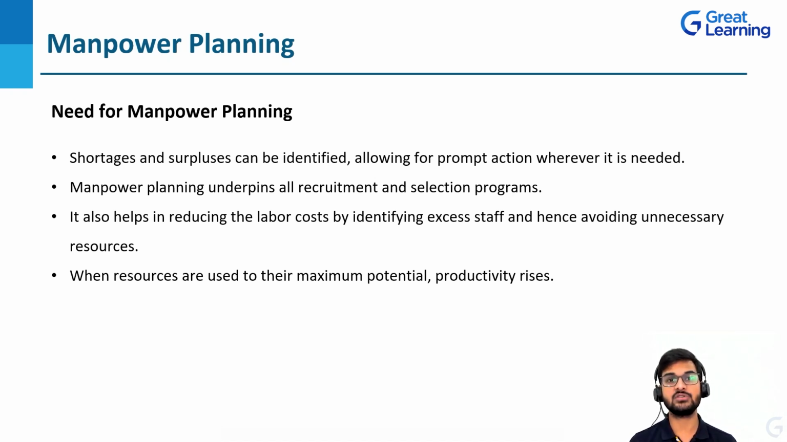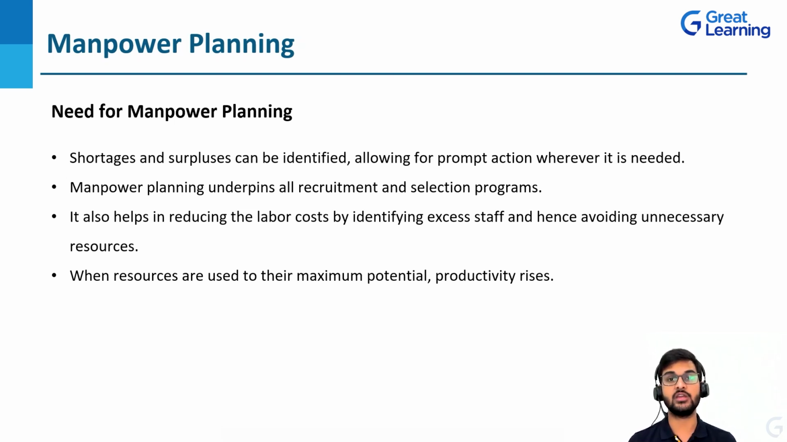And the entire process will not be very productive. It will be a lot of unproductive work. People who can be utilized somewhere else will be doing something that is not even required for them. So we have to make sure that the right people are there doing the right things at the right time. To make sure that everything is aligned, we need to plan how many people, the optimal number of people, are required to do a particular task. And that's nothing but the need for manpower planning. Then point number 2 is that manpower planning underpins all recruitment and selection programs.